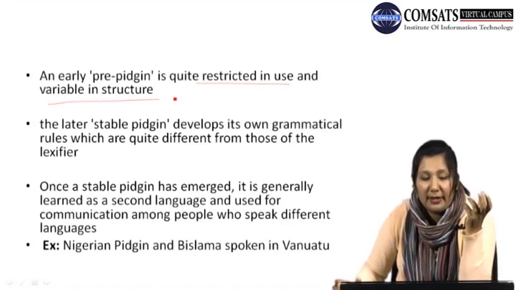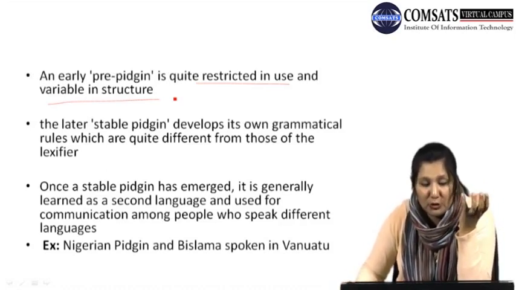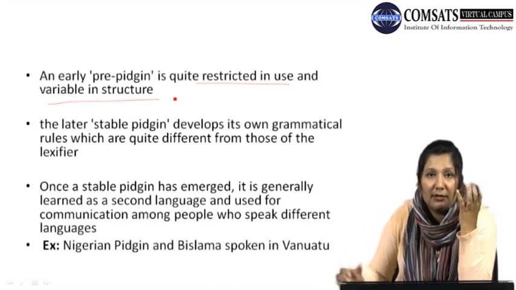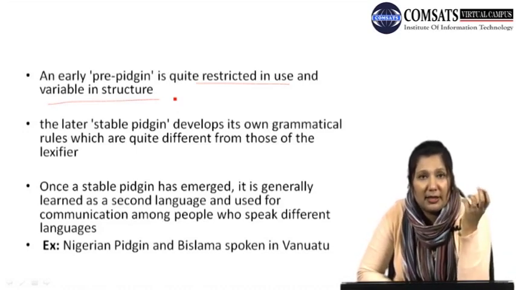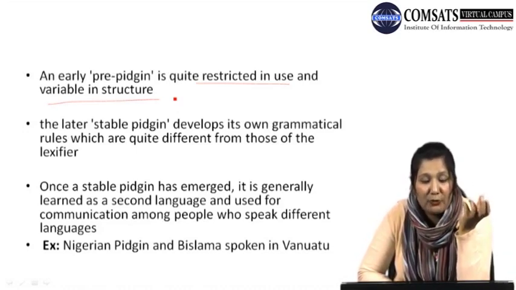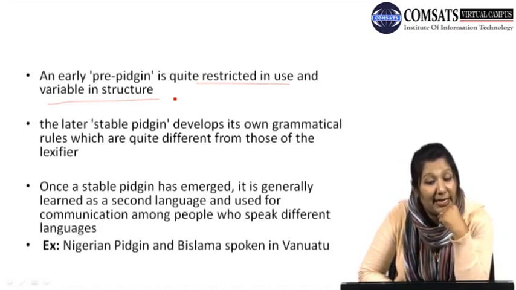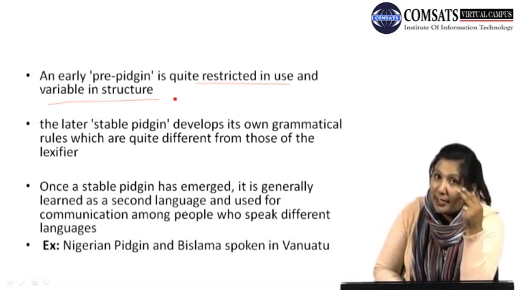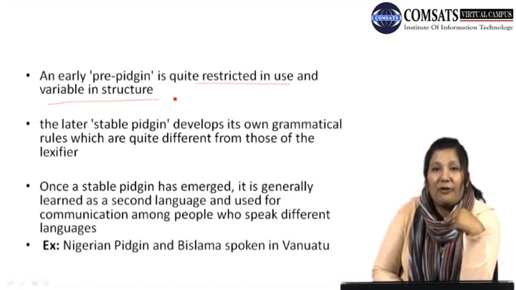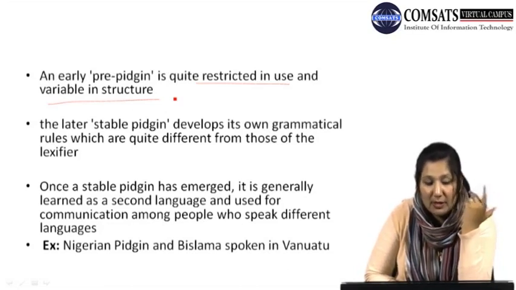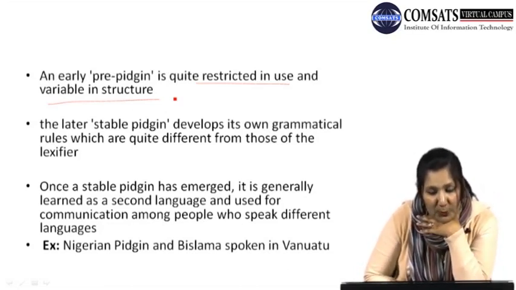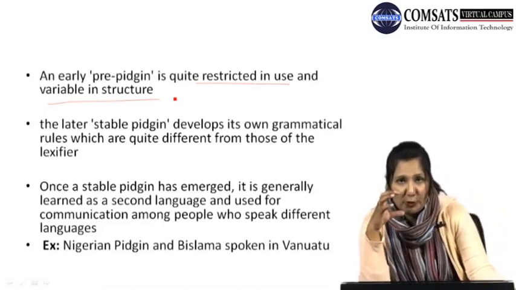This stable pidgin goes further and becomes an accepted language. It is generally learned as a second language and used for communication among the people who speak different languages. It would be acquired, learned as a second language, and used among the people who speak different languages. For example, Nigerian Pidgin and Bislama spoken in Vanuatu.